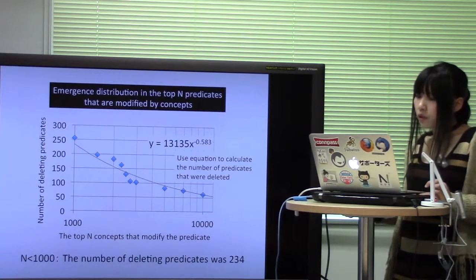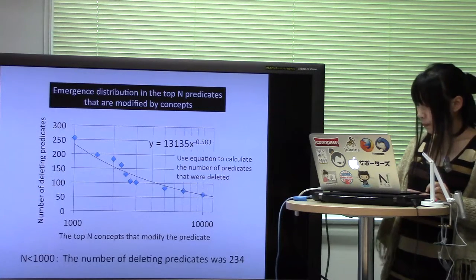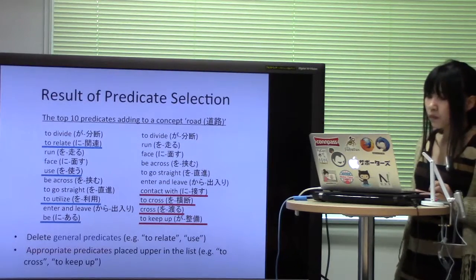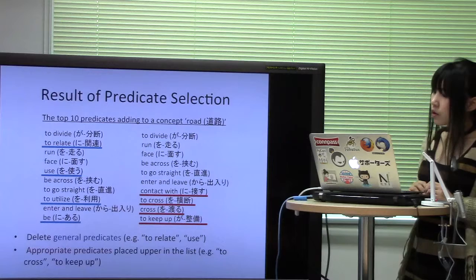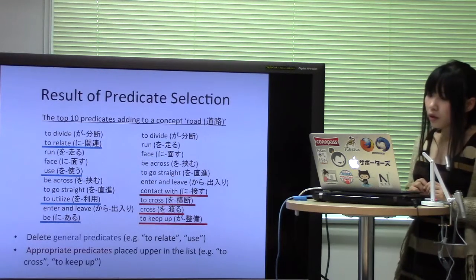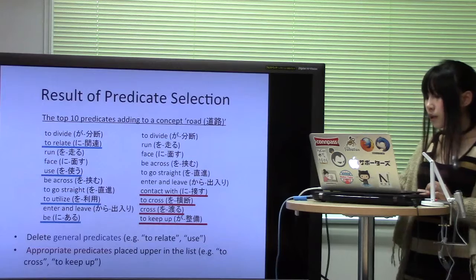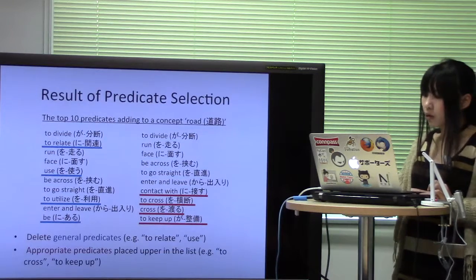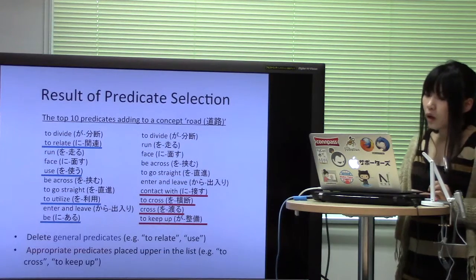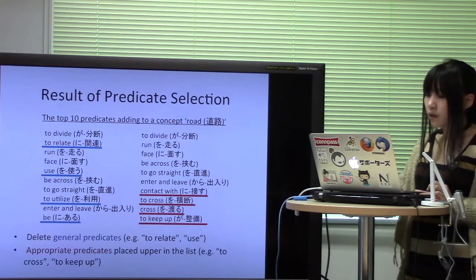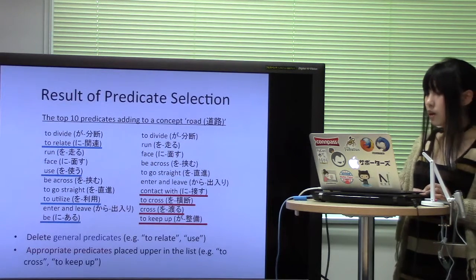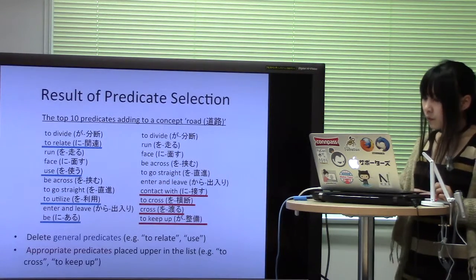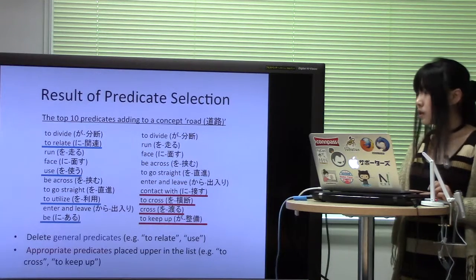We compute a transactional predicate selection at this point. We consider the result of predicate selection. The list shows the top 10 predicates added to the concept road. The left list shows the baseline using only frequency information. Compared to this, the right list shows the approach results. Our approach can delete the general predicates and can assign the appropriate predicates to the upper part of the list. Therefore, it is effective that our approach deleted incorrect predicates using statistical information.